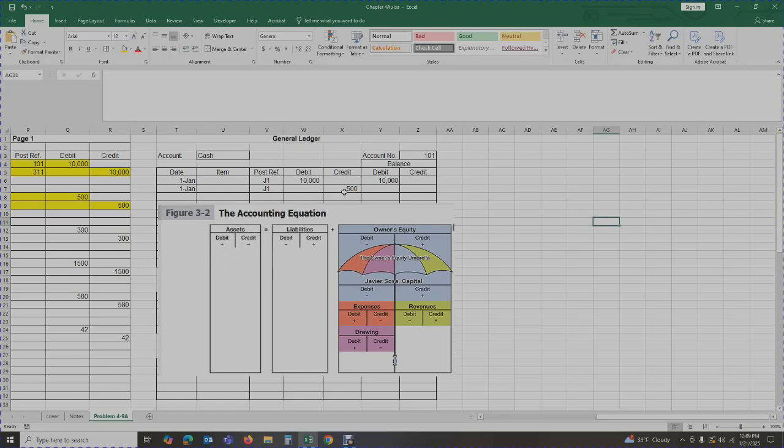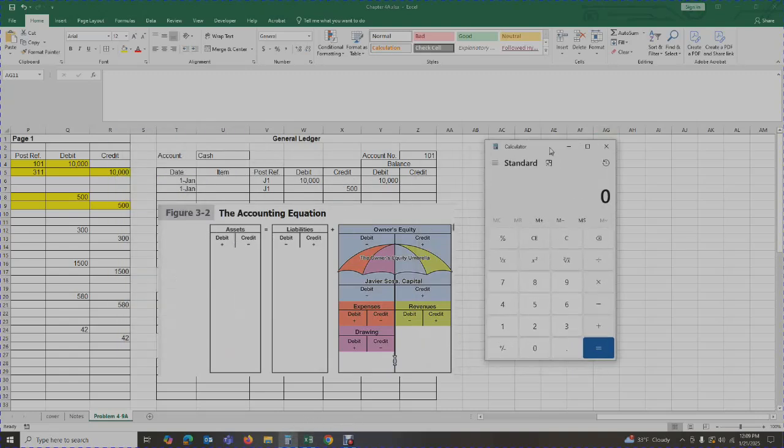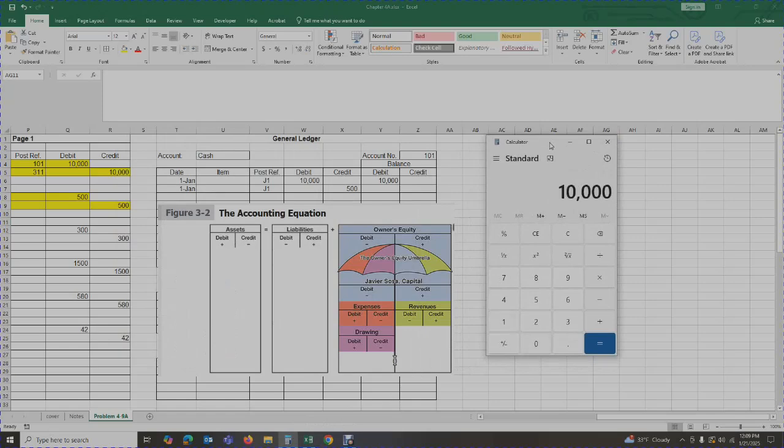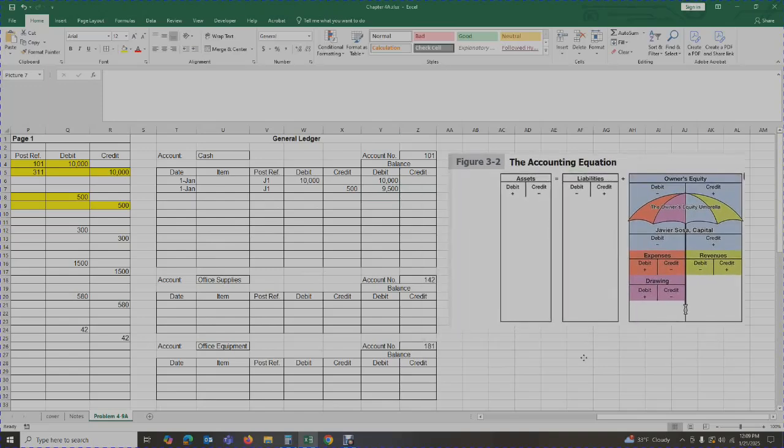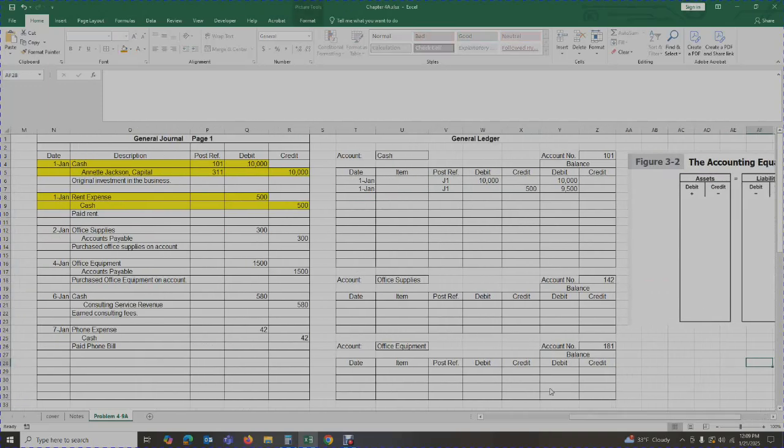So in this particular case, I've got a credit of $500. So I initially had a $10,000 debit. Now I have a credit of $500, so I'm going to subtract $500. So that means that my ending balance will be a debit of $9,500. Okay, so my ending balance will continue to be in the debit column, but now it's for $9,500. So as of January the 1st, my ending balance is now $9,500. Okay, so that takes care of my second transaction.